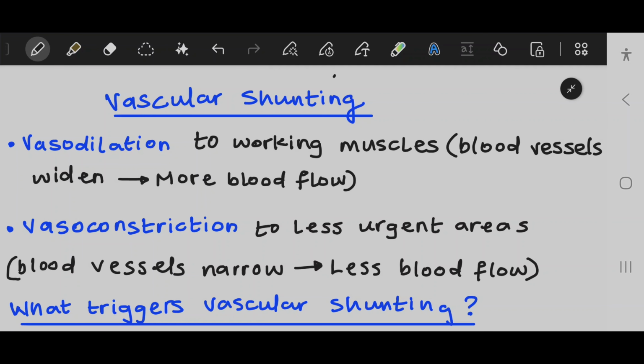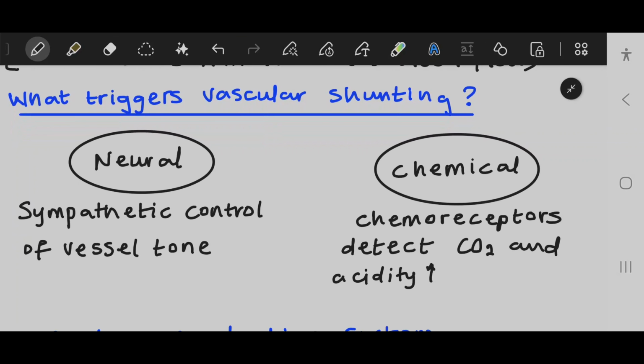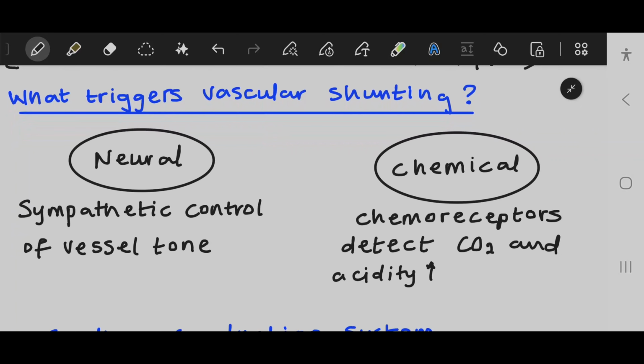What triggers vasodilation and vasoconstriction? Well, we have two main triggers. We have neural triggers and we have chemical, or sometimes referred to as local triggers. And neural triggers is mainly, again, that sympathetic nervous system activation. When the sympathetic nervous system activates, it triggers vasodilation and vasoconstriction to happen appropriately.